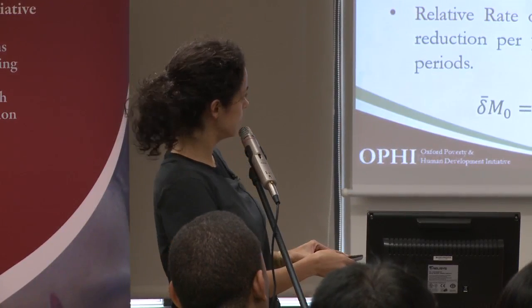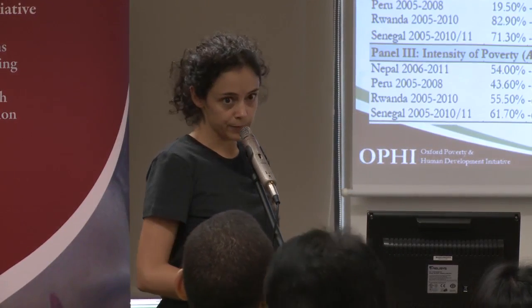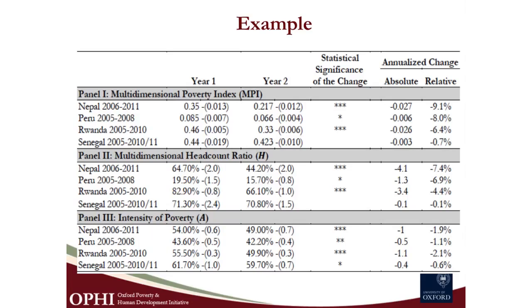Here is an example taken from the book. All that I've been saying is covered in the book in chapter 9, section 9.2. Here there are 4 countries, Nepal, Peru, and Rwanda, with different time spans. All the rates are annualized. You have the MPI, H and A in the initial year and in the final year. You also have the standard errors and the statistical significance, which for now we're going to ignore.